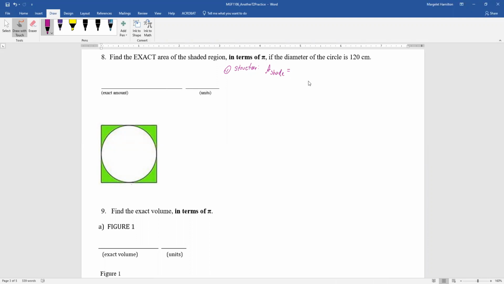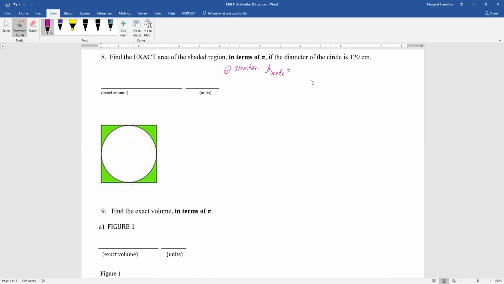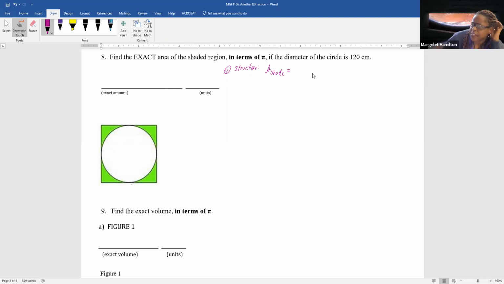Find the area of the square and the circle. But what do I need to do with them? And then add them together to find the shaded. No, subtract them from each other. Okay, so which one am I subtracting from where?